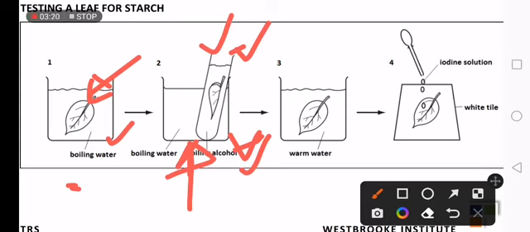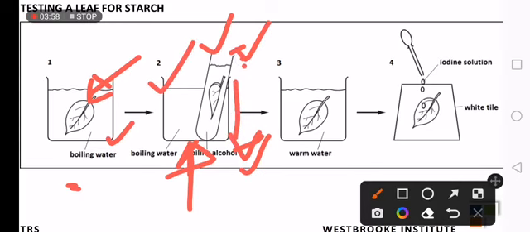Why? Because what is inside the test tube, which is alcohol or methylated spirit, is highly flammable. What do we mean by highly flammable? We are saying it can catch fire easily. That's why we do not heat the test tube directly, and we put our test tube inside a beaker containing boiling water.